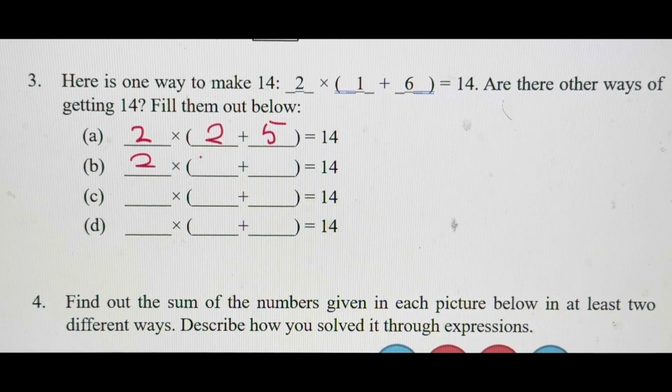Now if we take 2 again, then here we can take 4 plus 3, that is also 7. Okay, 4 plus 3 is 7, 7 2s are 14. Then we take another combination. If we take 2 and here they have taken 1 plus 6, so we take 6 plus 1, that is also 7. And if we take 2 again, and here we take 5 plus 2, that will also give you 14.